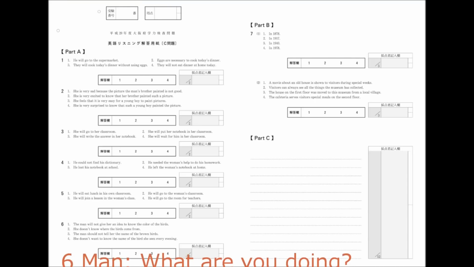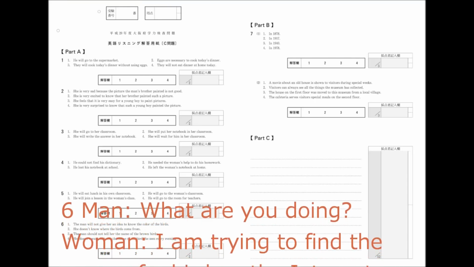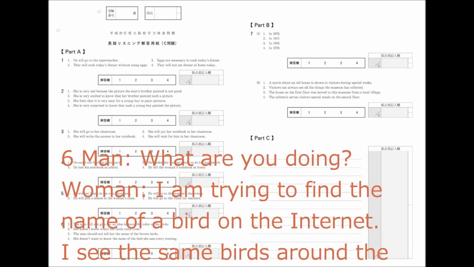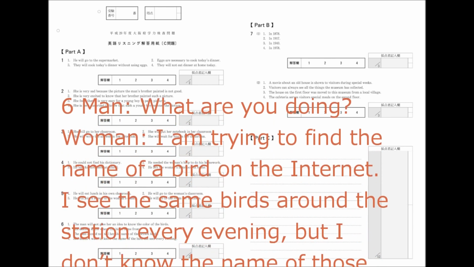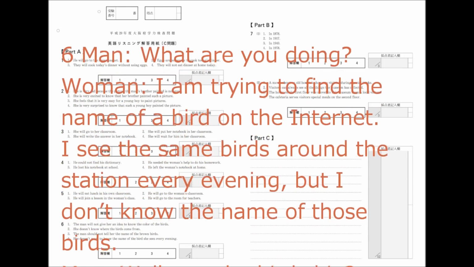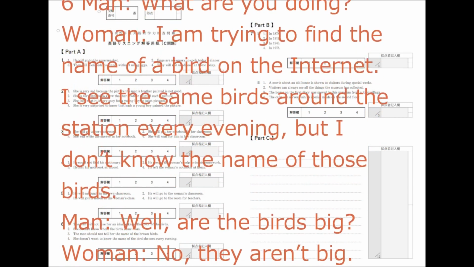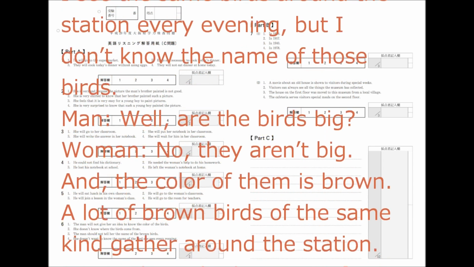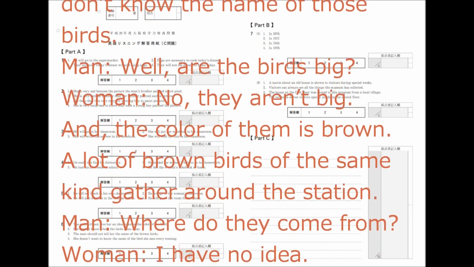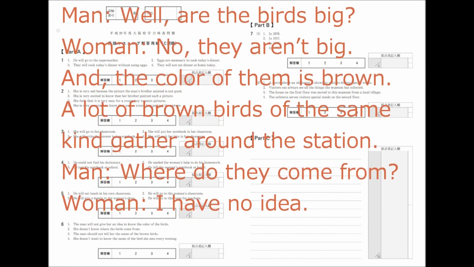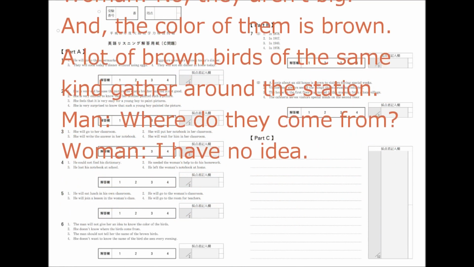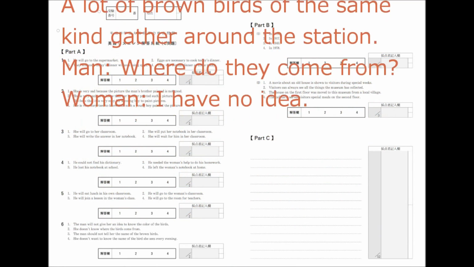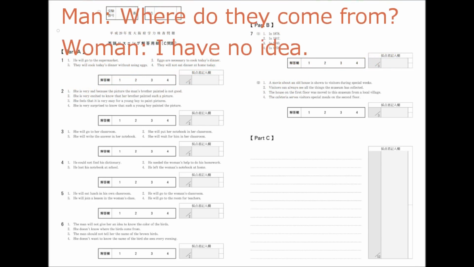Number 6. What are you doing? I am trying to find the name of a bird on the internet. I see the same birds around the station every evening, but I don't know the name of those birds. Well, are the birds big? No, they aren't big, and the color of them is brown. A lot of brown birds of the same kind gather around the station. Where do they come from? I have no idea.